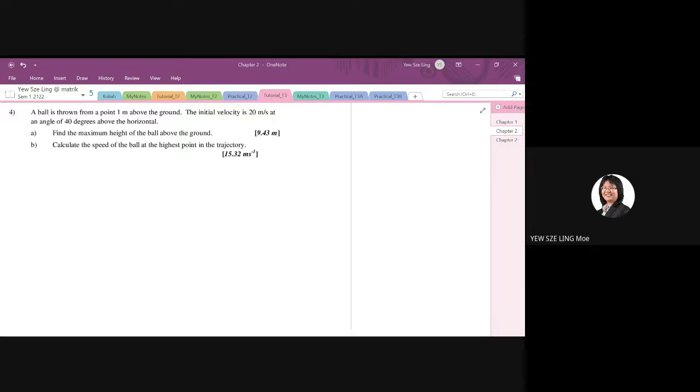Madam, why are U and V always the same for the X component? Because the object is moving with constant velocity, because we assume there's no air resistance. So if there's no air resistance and also no force that affects the motion of the object along the horizontal component, then Vx and Ux are always the same, unless you have an external force acting on it along the X component.